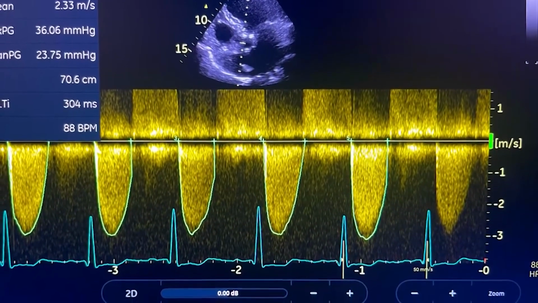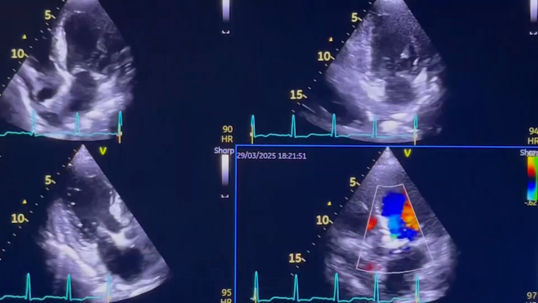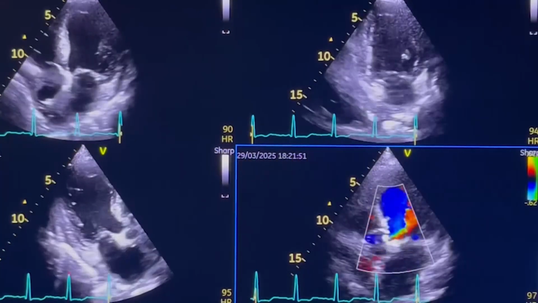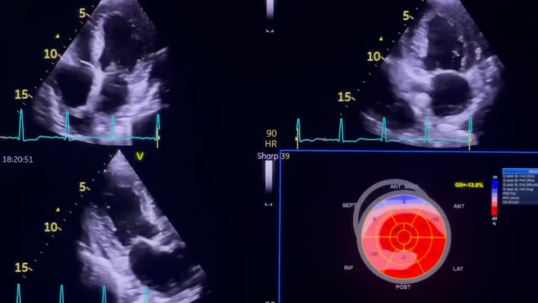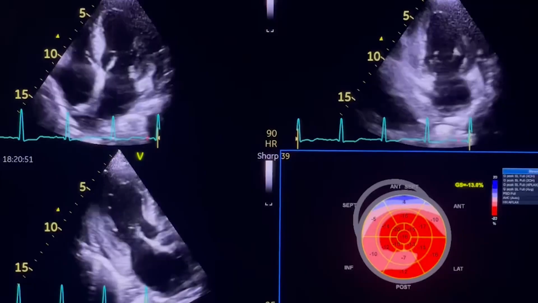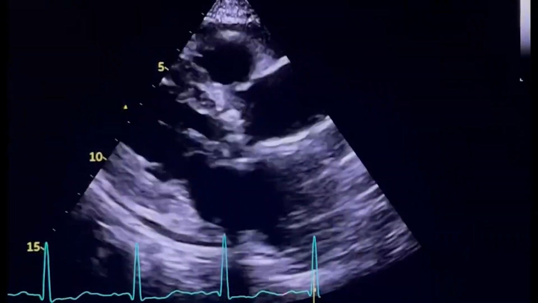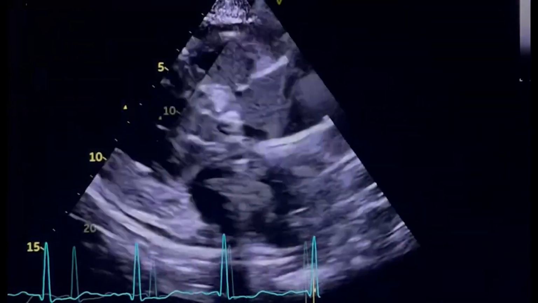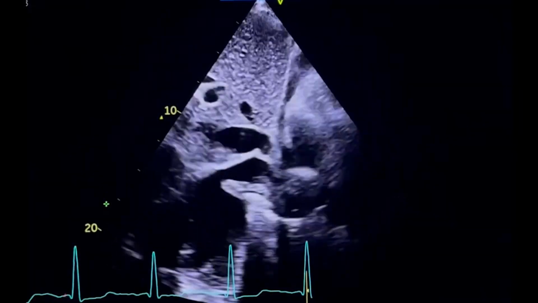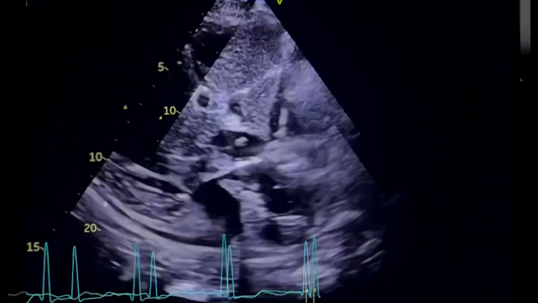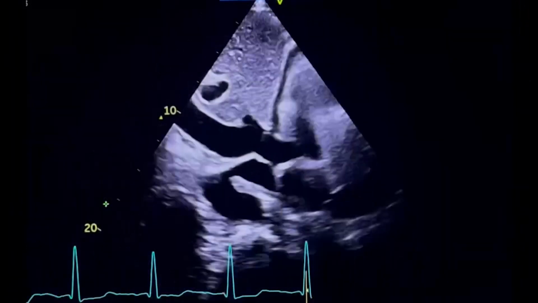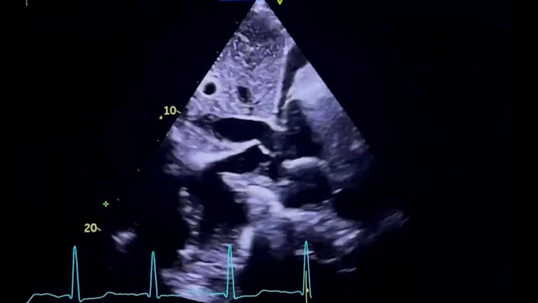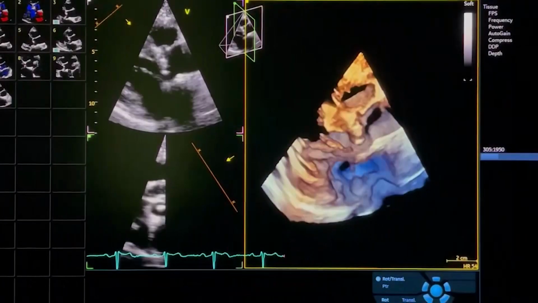Whereas when we use the continuity equation with these same measurements, the aortic valve area came to 0.8 centimeters square, which appears to be severe. So this is a case of severe aortic stenosis with low flow and low gradient. So while completing the case, we found that the patient was in heart failure, the IVC was distended, there was pleural effusion and pericardial effusion.